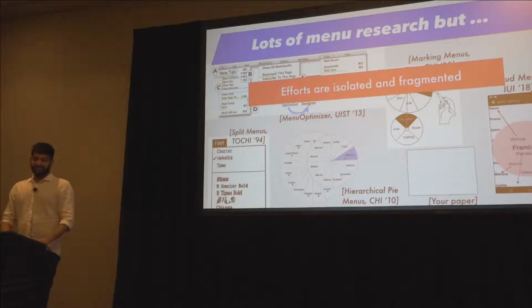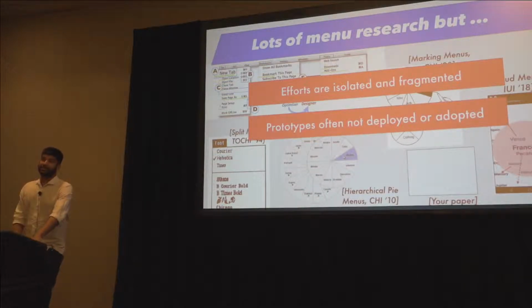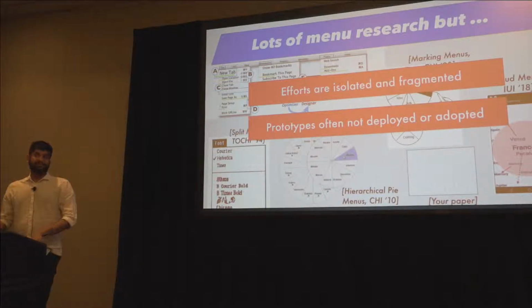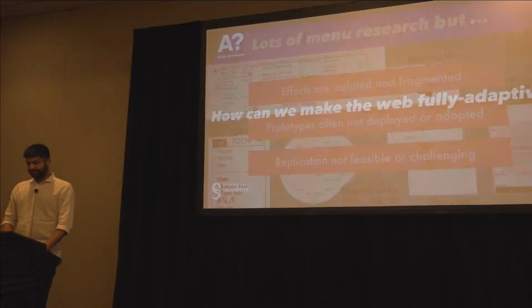But research efforts are often quite isolated and fragmented. They exist on their own and don't end up being integrated really. And the prototypes are often not deployed or adopted, as I mentioned earlier. And finally, replication becomes challenging because each research area has their own form of implementation. And these are some questions we try to answer with our research here.